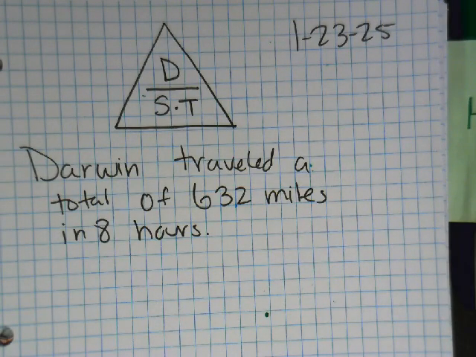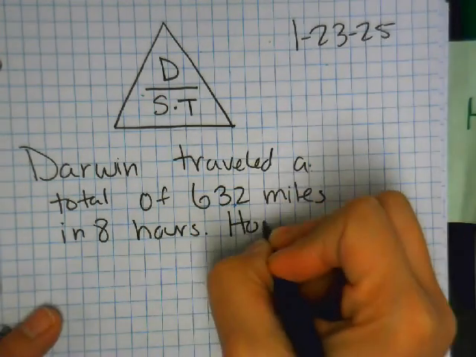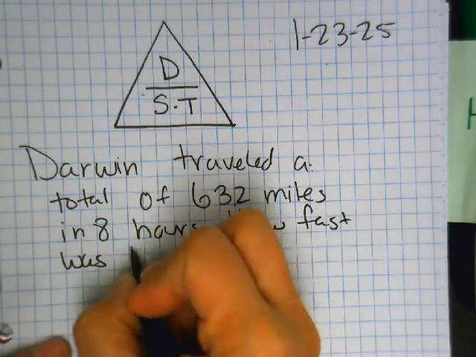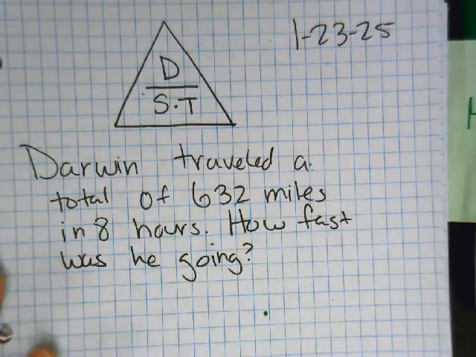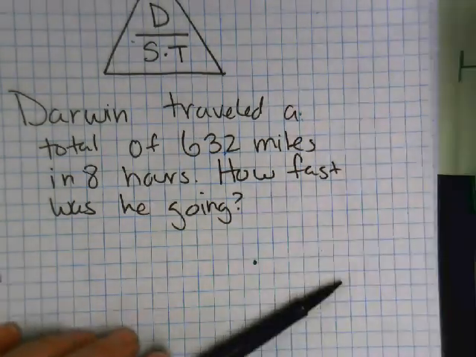Distance. What does 8 hours represent? Time. So what are you missing? Speed. So how would I ask for speed? How fast? Distance divided by time. How fast was he going? So was he going over the speed limit? Yes. So if I'm looking for speed, I do my triangle.